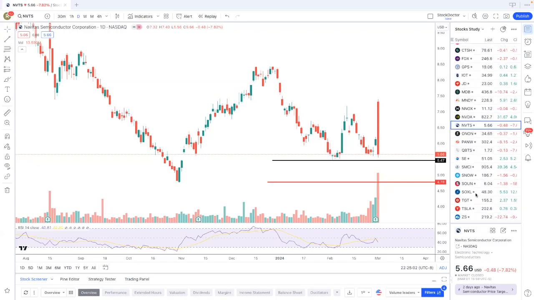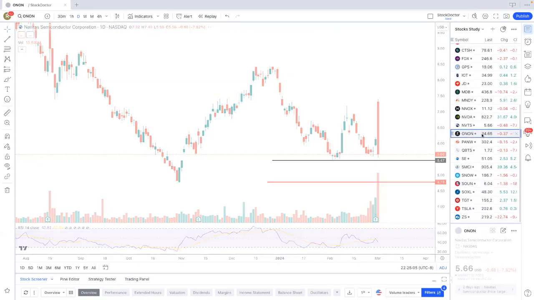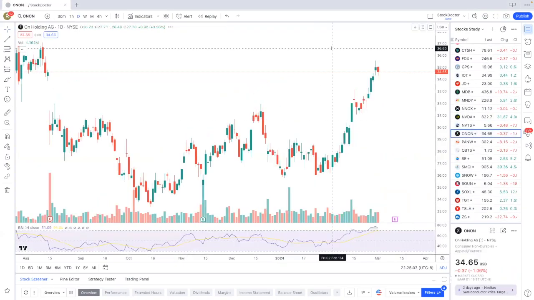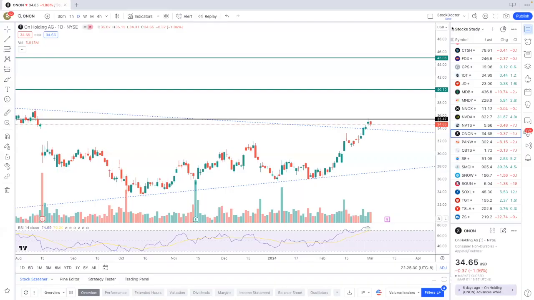Then the next stock we have is ONON. For ONON, on holding, I can see that it has important resistance around 35 to 36. If it manages to start trading above it, then $40 and $45 are the two targets on this stock.